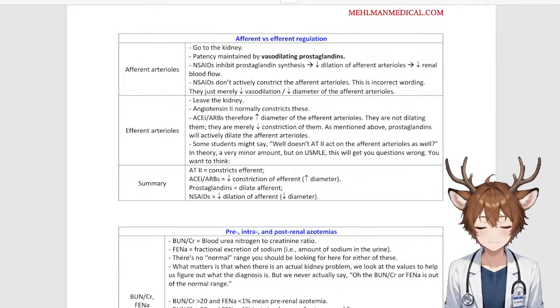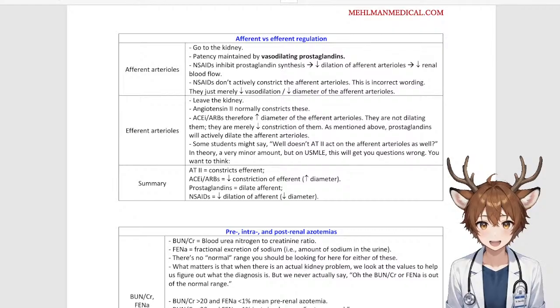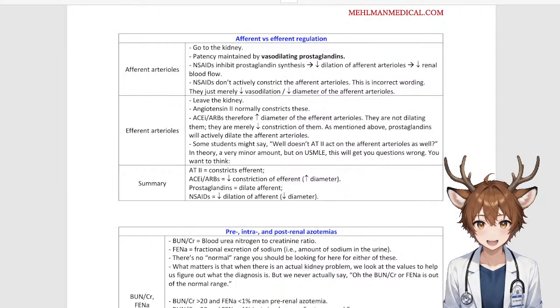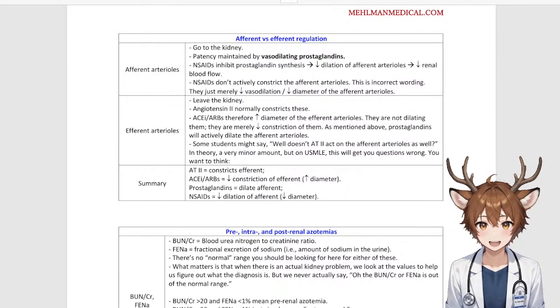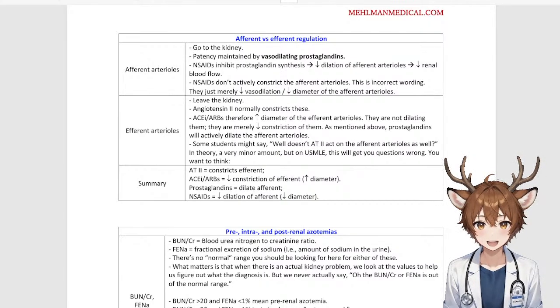Okay, the phrasing is ridiculous. It's crazy. It's not dilating it, it's just reducing constriction. Okay, for all intents and purposes, that's called dilation. Functionally speaking, that's a functional form of dilation.